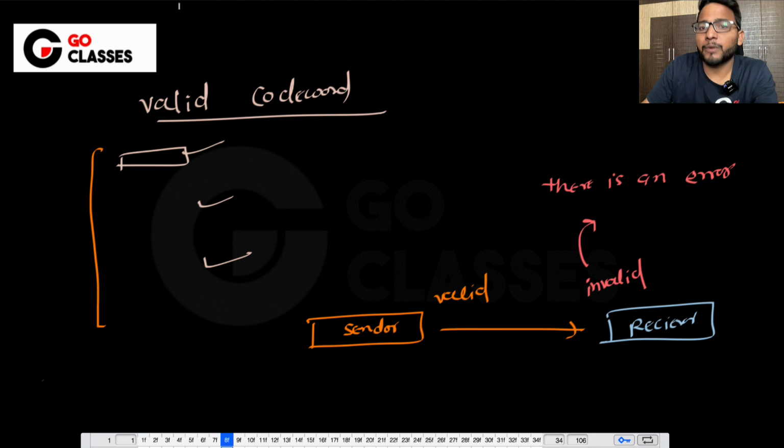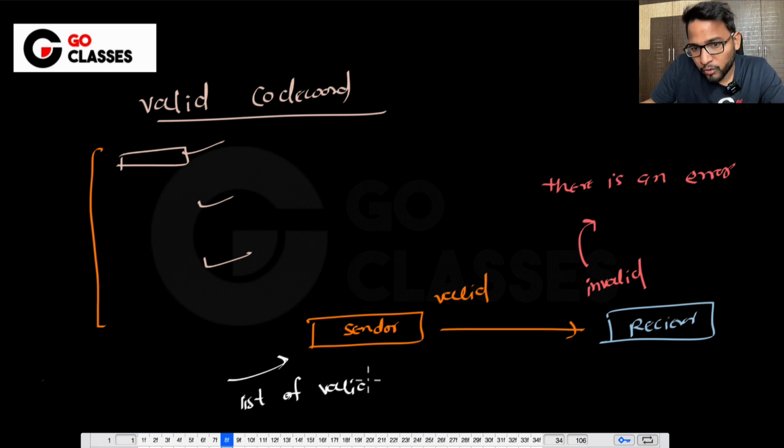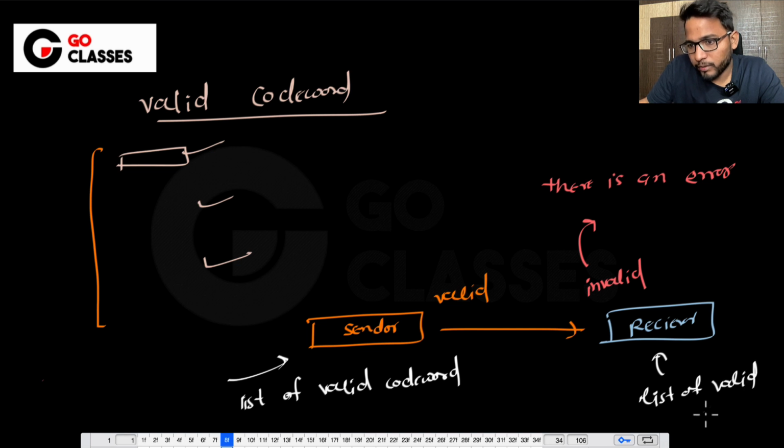That's my question. But before that, we should answer these two questions: what is valid and what is invalid. There is a list of code words which are called valid code words, depending on the protocol that we are using, like Hamming distance or CRC or whatever. Based on that, we have some valid code words, and fortunately these valid code words are known at both ends, which means the sender knows all valid code words, and the receiver also has the list of valid code words.